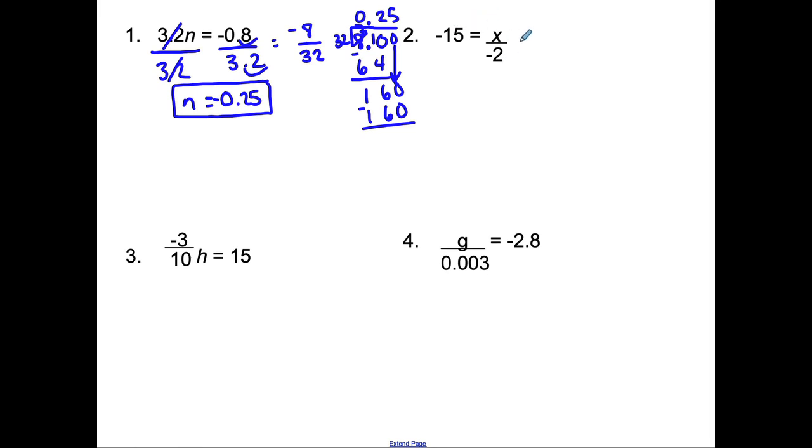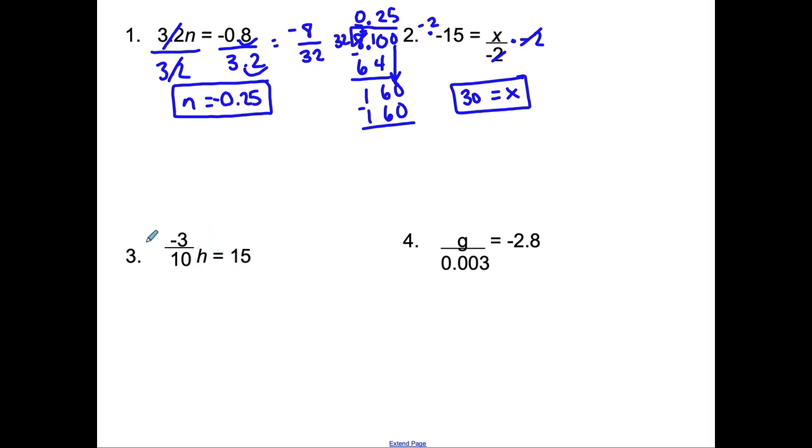-15 equals x divided by -2. We cancel out division with multiplication, so we're going to be multiplying by -2. -2 divided by -2 is a positive 1, so I'm left with x. -2 times -15 is a positive 30. Same signs, answer is positive for multiplication and division. Let's look at this next one.